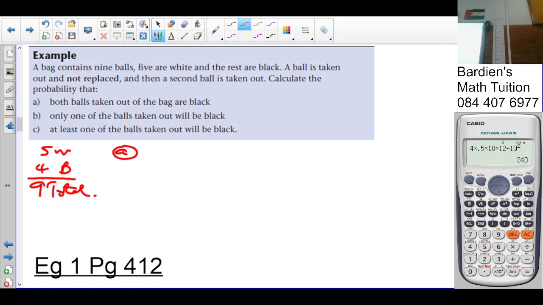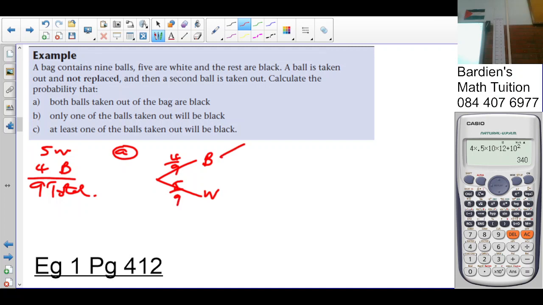Now, you don't have to draw a tree diagram, but a tree diagram is going to be the easiest way to do this calculation. So say the first ball drawn is a black ball. What's the probability of drawing a black ball on your first draw? It's 4 out of 9 balls. Then what's your probability for white balls? 5 out of 9.